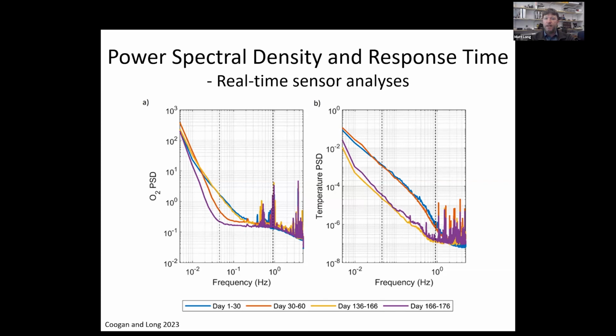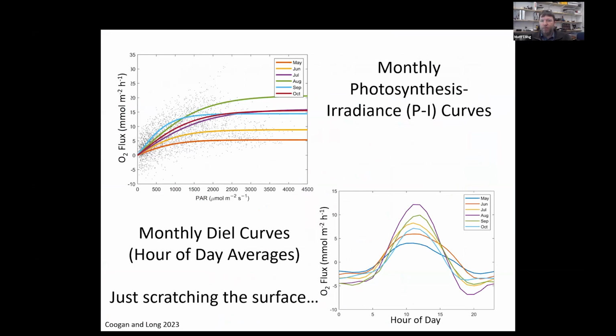What we did at day 136 in the yellow line was we actually cleaned our sensor off, removed all the biofouling from it, and we see that the response time returns to what we got in those very first days. So this one gave us an indication of how often we need to service our system. We've implemented wipers onto our sensors now, and really we can get some pretty cool data out of this.